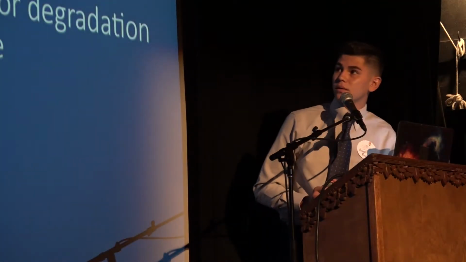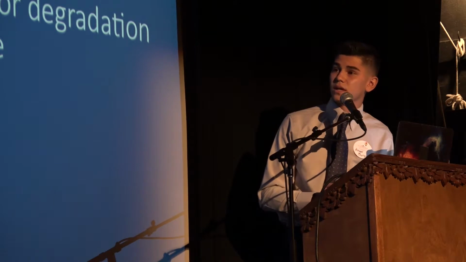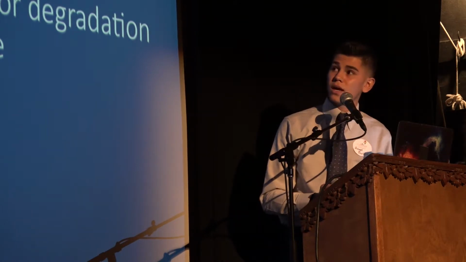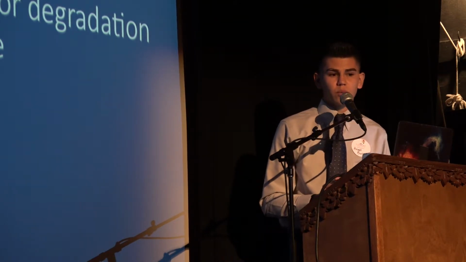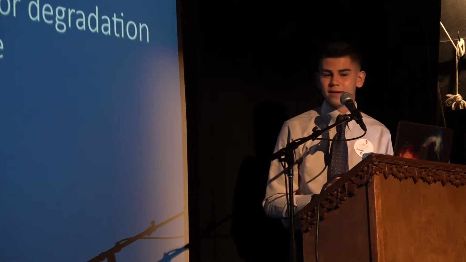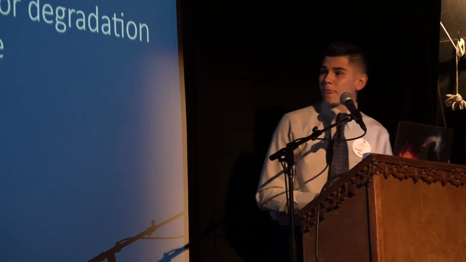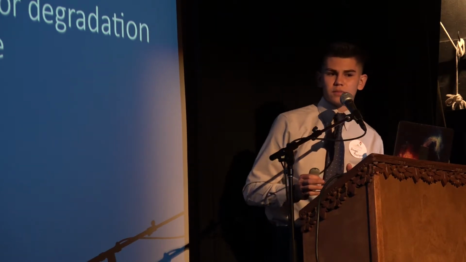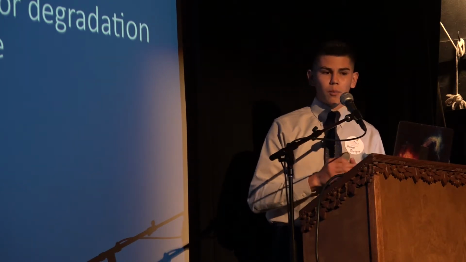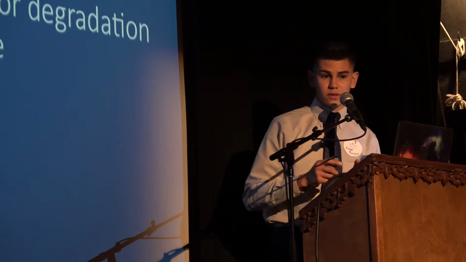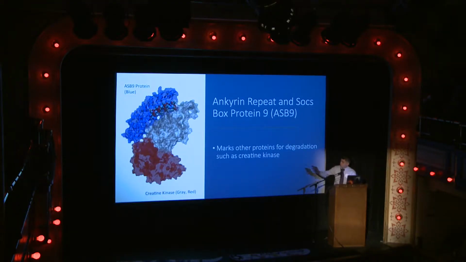And so for my internship, I was assigned a specific protein to research, and it is called ankyrin repeat and SOCS box protein 9. Super long name, so we shortened it and we called it ASB9. In the cell, ASB9 acts as a marker for other proteins to be degraded. In this figure, we can see how ASB9 is bound to creatine kinase, and it is marking it for degradation.